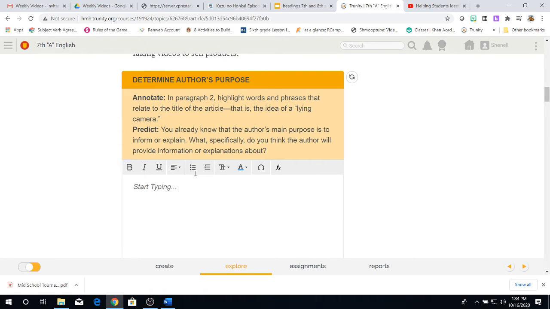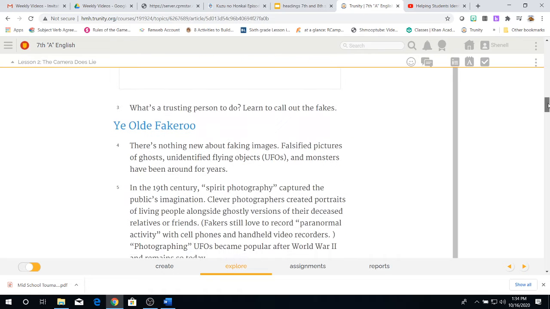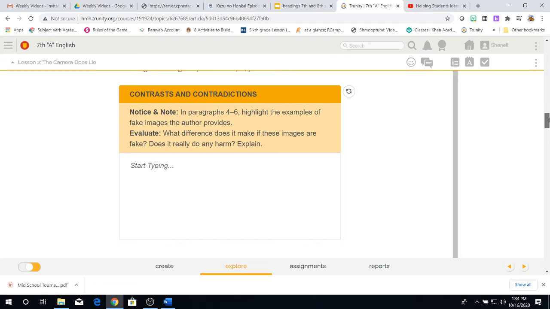So once you guys are done with annotating, let's look at the predict question. You already know that the author's main purpose is to inform or explain. What specifically do you think the author will provide information or explanations about? So that's when you guys type in your answer. Once you've got that done, you move on to paragraph 3, 4, 5, and 6.